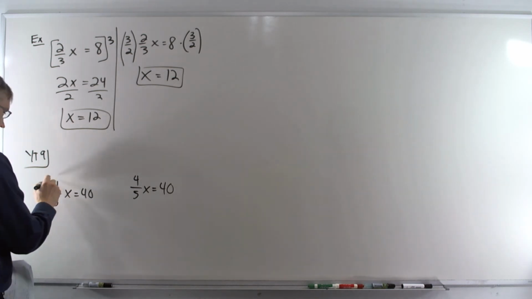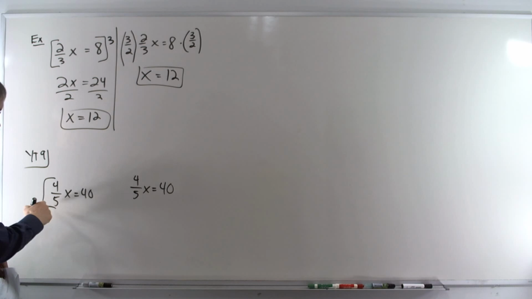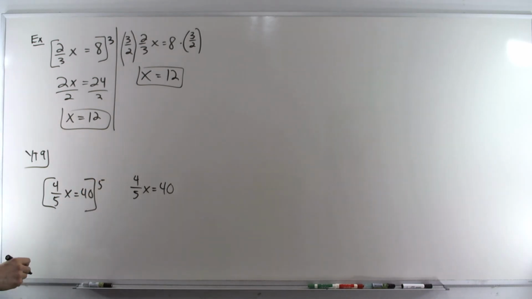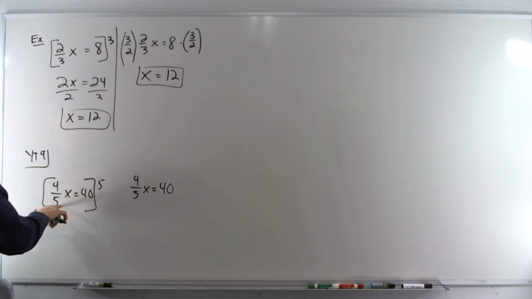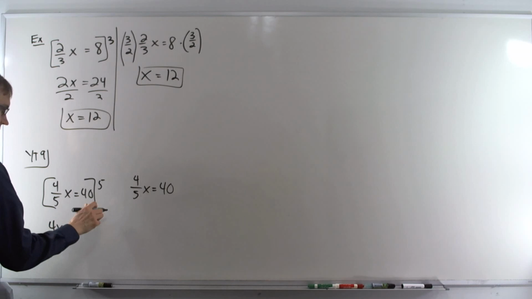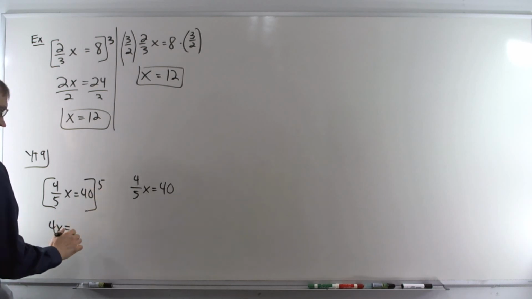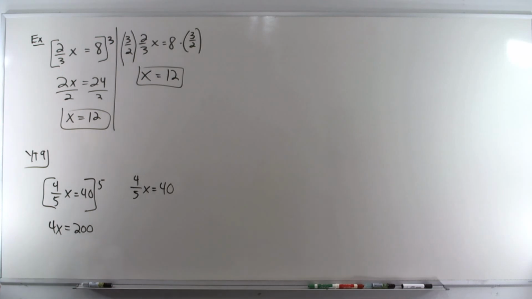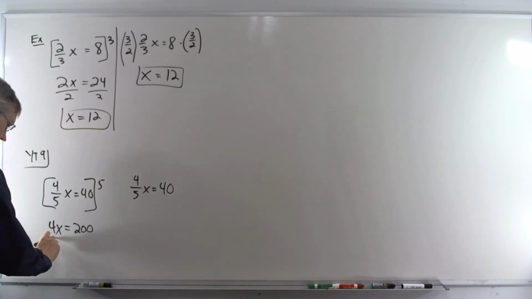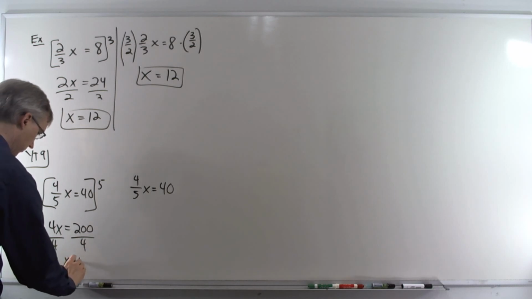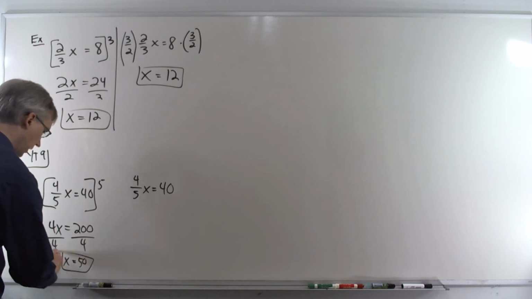On this side, we'll clear fractions. We multiply by the denominator, so it's multiplying everything by 5. On the left-hand side, the 5's cancel, leaving just 4x. And on the right side, we got 5 times 40, which is 200. Divide both sides by 4. And x equals 50.